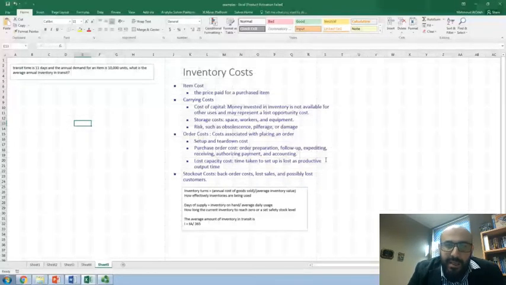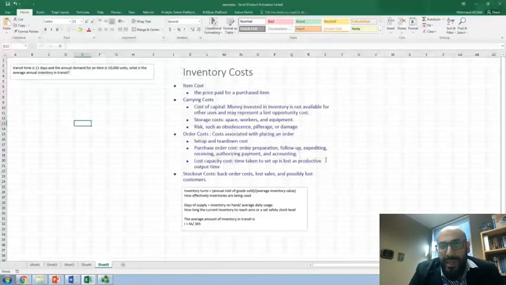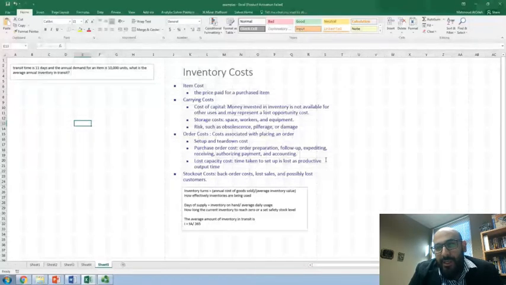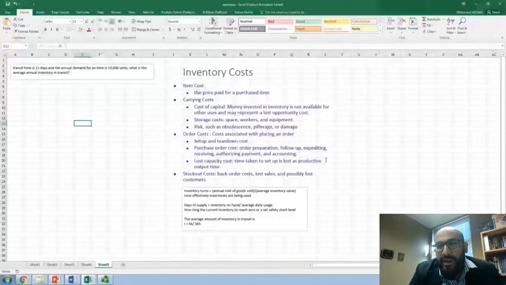The second factor is the days of supply, which is how long your current inventory will last before it reaches zero or the safety stock level. We need to know how many days this inventory will be enough for us, and this is calculated by using inventory on hand divided by the average daily usage.